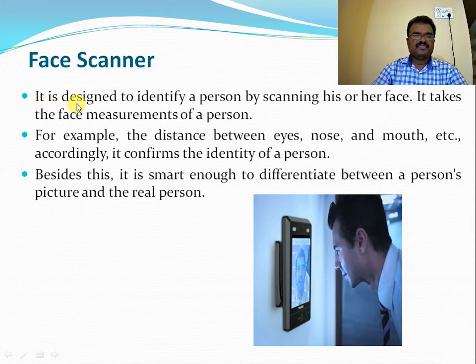The face scanner is designed to identify a person by scanning his or her face. It takes the face measurements of a person, for example, the distance between eyes, nose, and mouth, etc. Accordingly, it confirms the identity of a person. Besides this, it is smart enough to differentiate between a person's picture and the real person. So this is a face scanner machine which is scanning the face of a person.